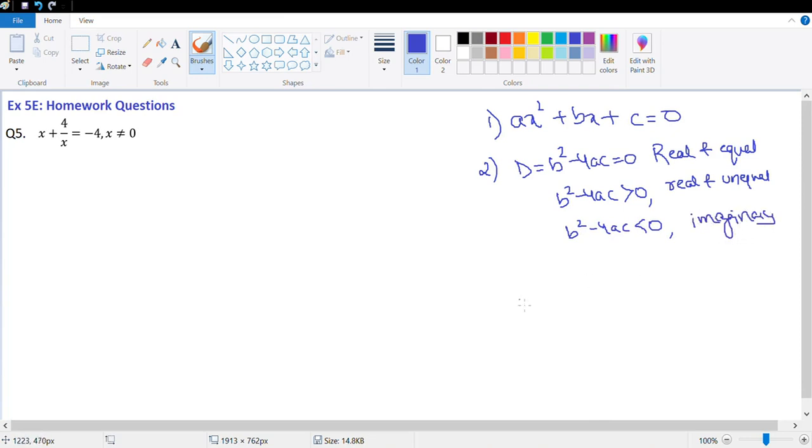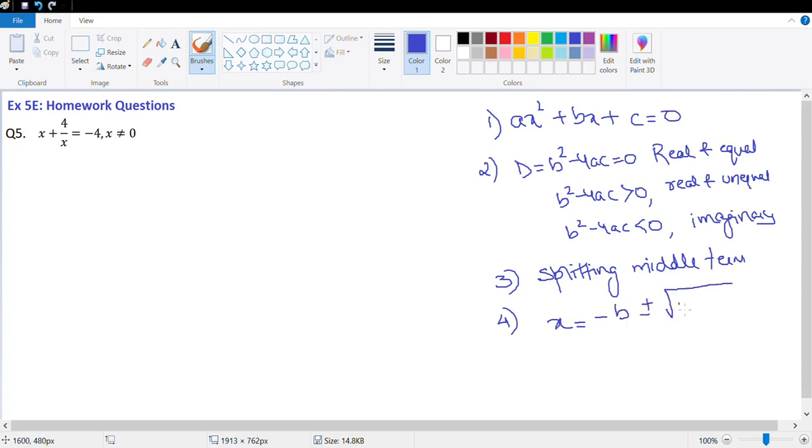The next exercise was basically about solving quadratic equation by splitting middle term, which is the factorizing method. And then in the next one, we talked about solving quadratic equation using the formula, which is x is equal to negative b plus minus square root of b squared minus 4ac whole upon 2a. So this is basically what this chapter has been about.